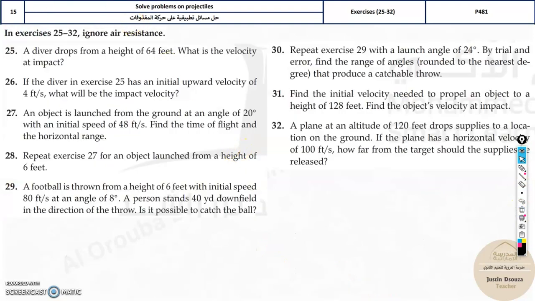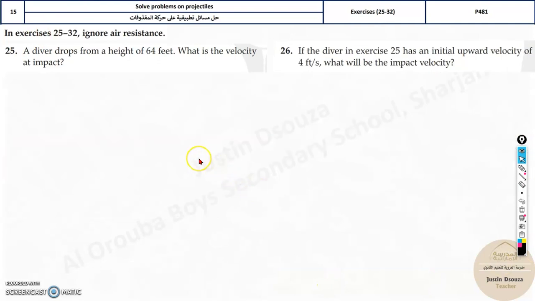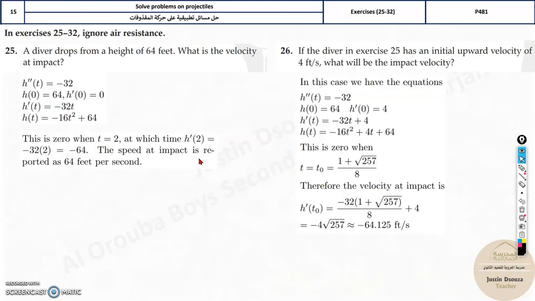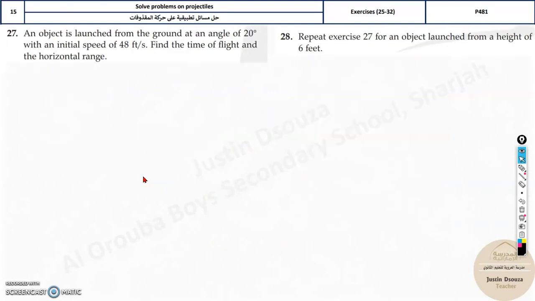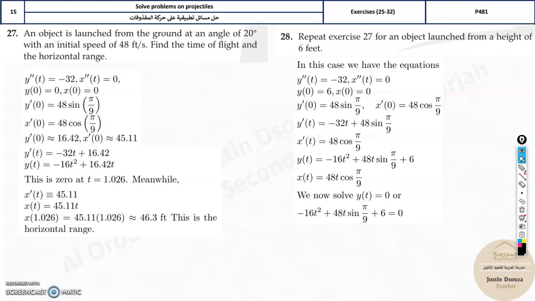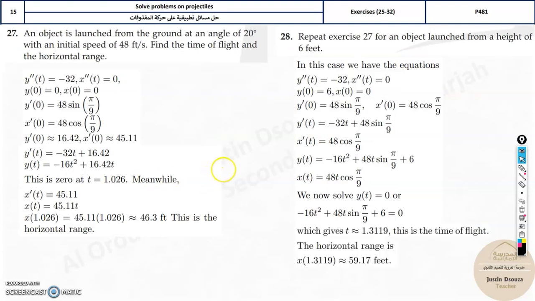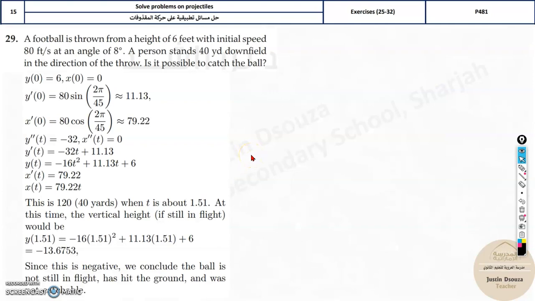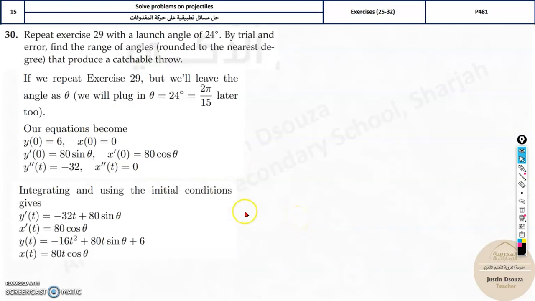Same concept is used. You need to solve all these by yourselves. The explanations are over here. You can pause it and check it out. Please do solve it by yourself and then check for the answers. If you're getting any doubts, please click on the video link in the description that has explained the entire projectiles lesson. So all this, you can just pause it and check the answers later on.